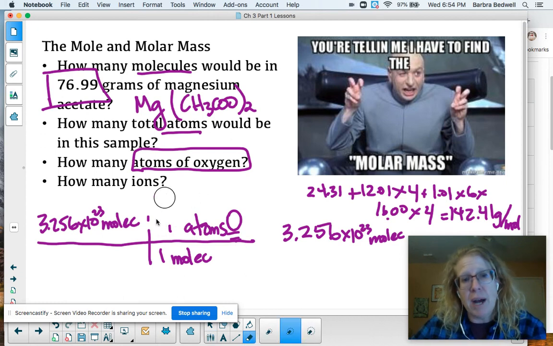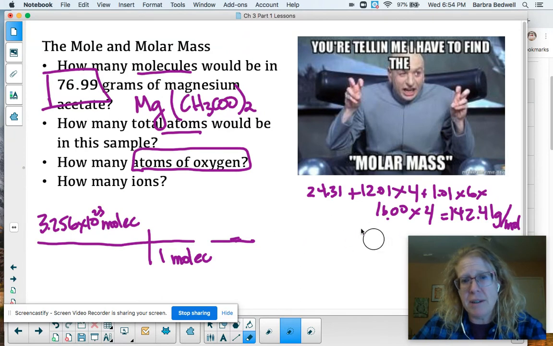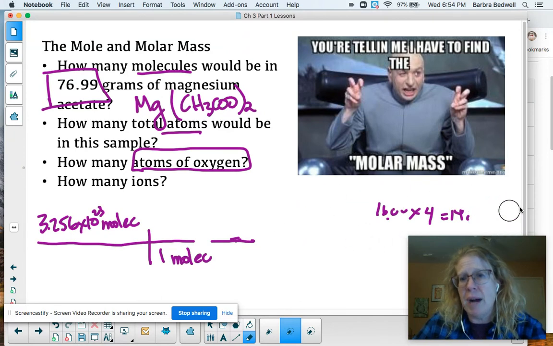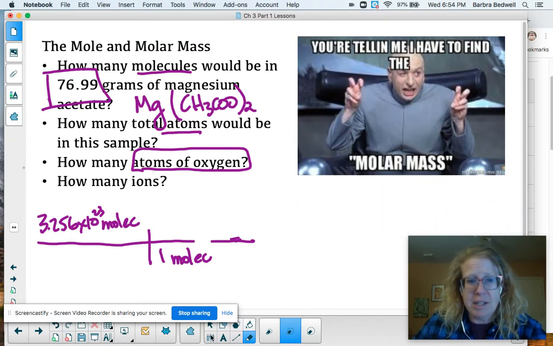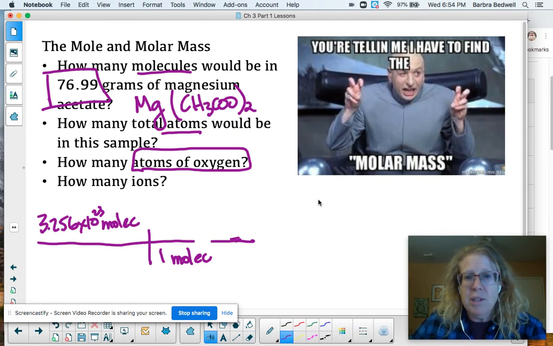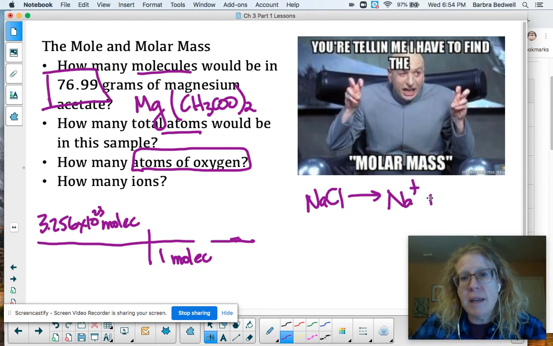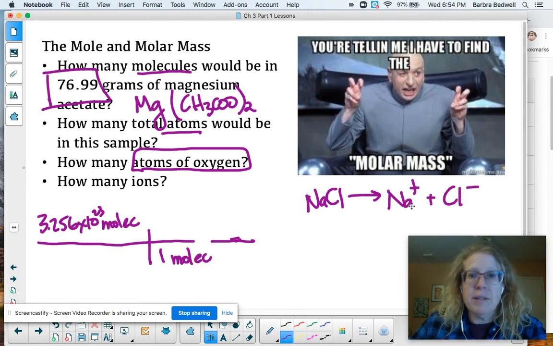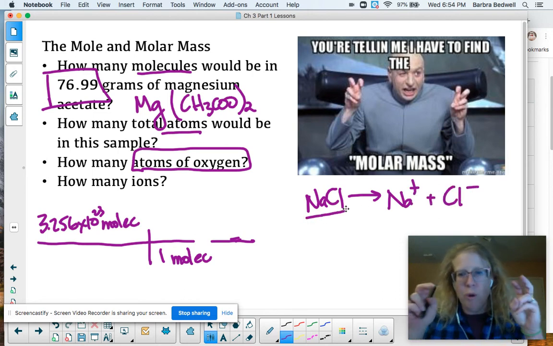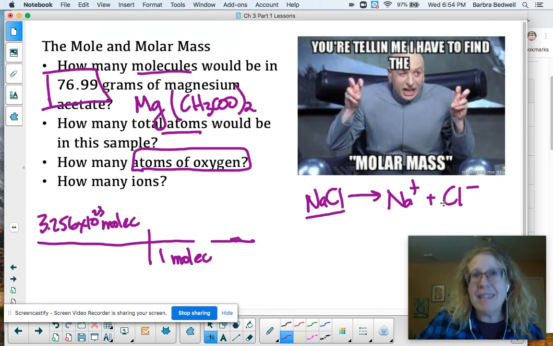Or I can do ions. And this is something we have not talked about in a while, so let me take a chance to remind you how ionization works. This is actually the process of dissociation. I'm going to do a simpler example. If we have NaCl, this is salt, right? When we dissolve this in water, it separates into 2 ions, sodium ions and chloride ions. So for every formula unit of salt, I would get 2 ions.